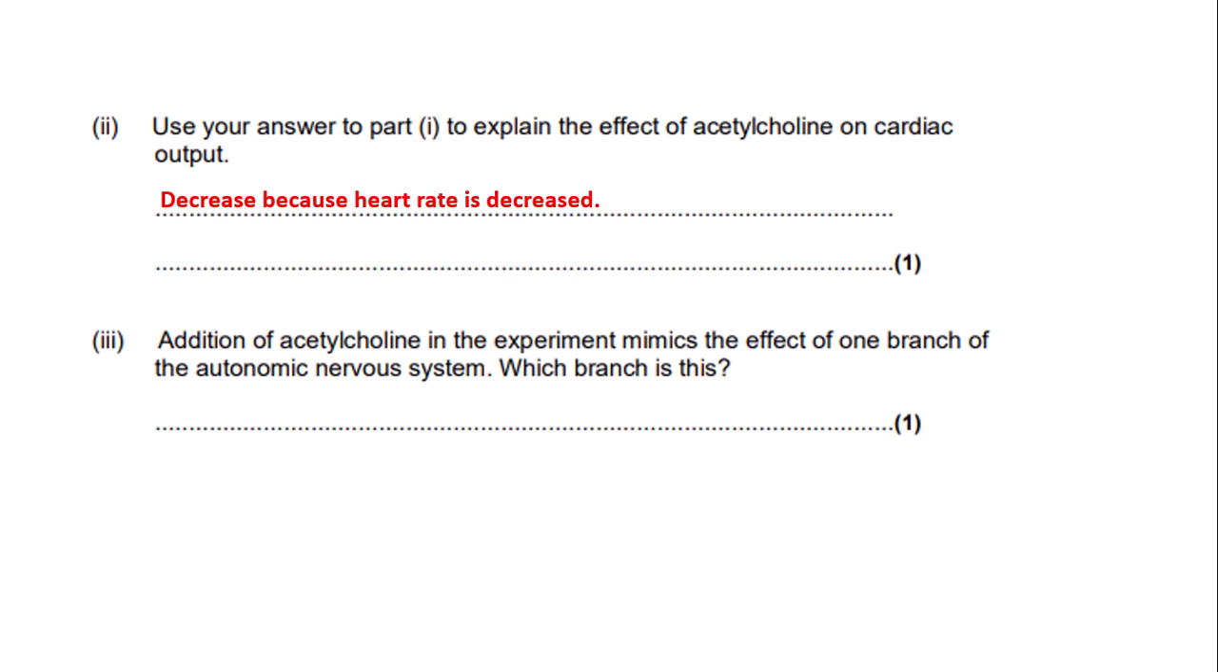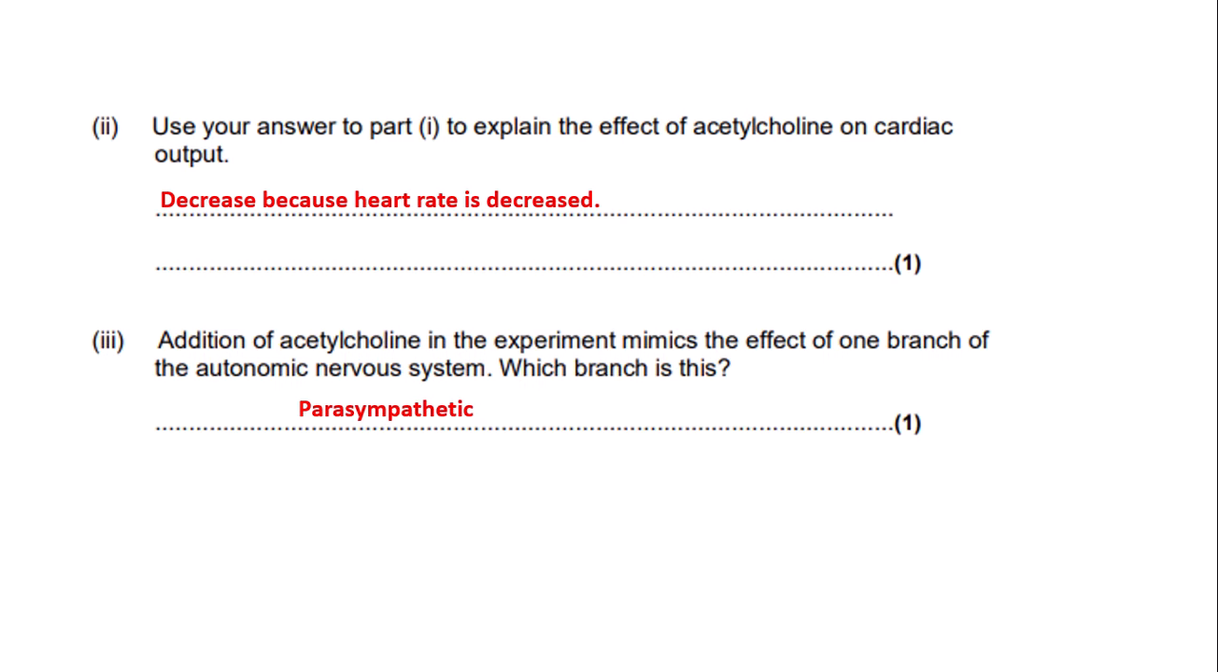The next part of the question asks, addition of acetylcholine in the experiment mimics the effect of one branch of the autonomic nervous system. Which branch is this? As we said before, acetylcholine decreases heart rate, and as we said earlier in the video, a decreased heart rate is associated with the parasympathetic nervous system. The parasympathetic nervous system is the branch of the autonomic nervous system that deals with decreasing heart rate.